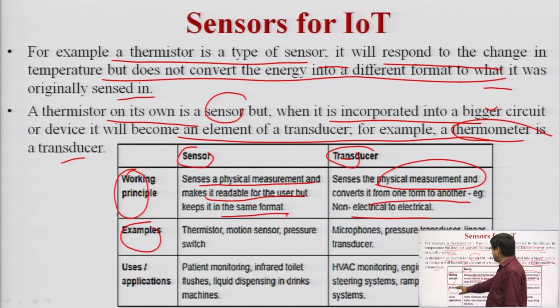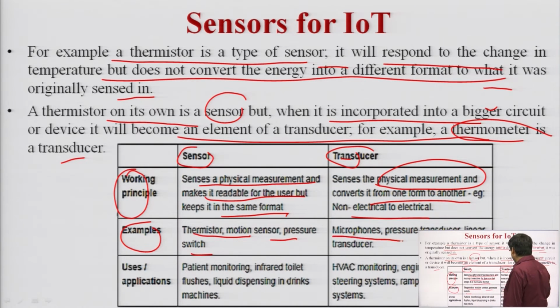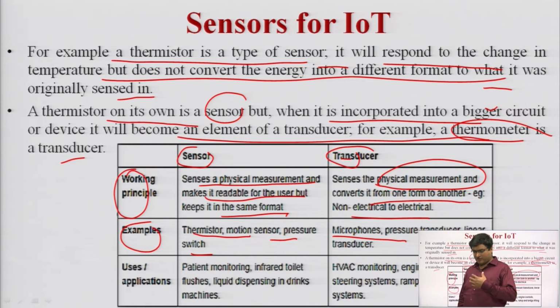For example, sensors may include a motion sensor, thermistor, pressure sensor, switch, various types of sensors. A transducer example is a microphone. Our microphone is basically a transducer. For example, I am using a microphone. I am providing my voice to it, and this microphone converts my voice signal into electrical voltage or current. The reverse operation may also be done. For example, a loudspeaker. A loudspeaker gets the electrical signal and converts it into voice.